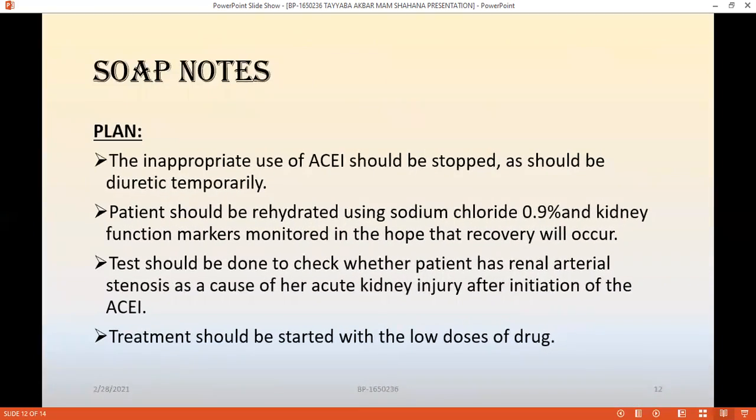The plan which we have is that ramipril and amlodipine will be stopped until the test has been performed for diagnosing renal arterial stenosis. The patient will be rehydrated with sodium chloride 0.9% as the patient is suffering from severe hyponatremia. After diagnosing, the patient will be started on a low dose of the drugs.